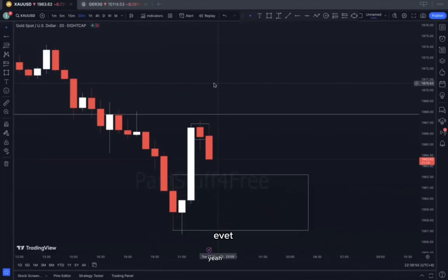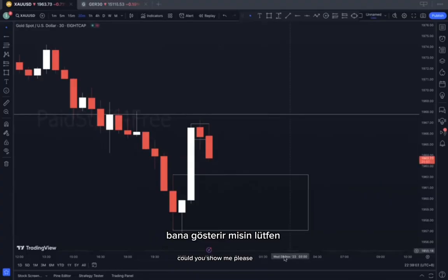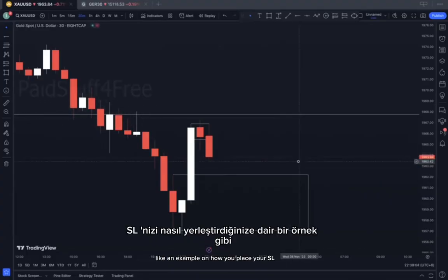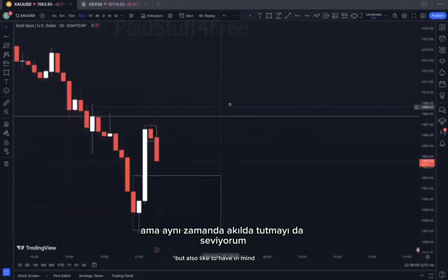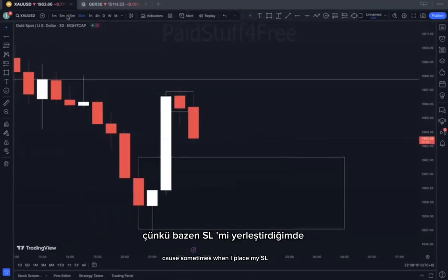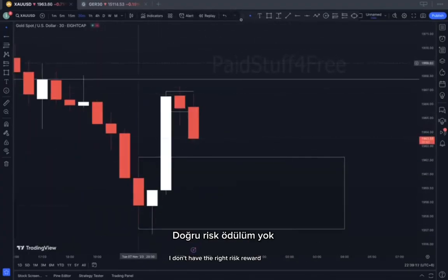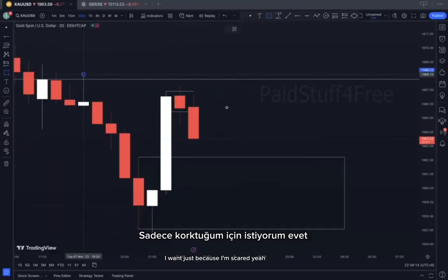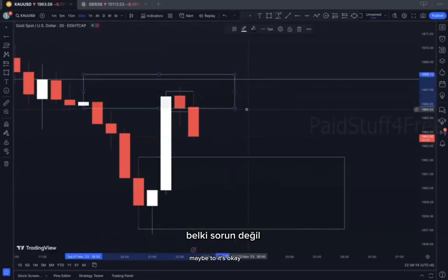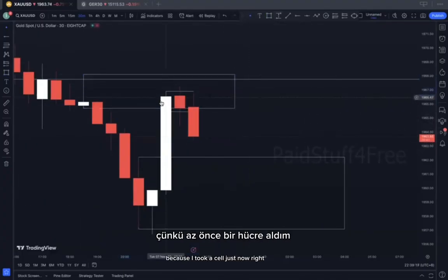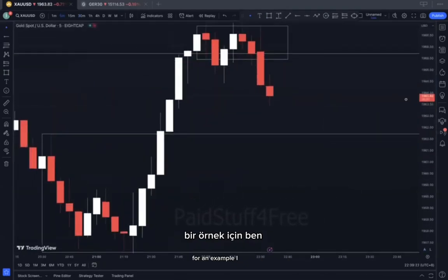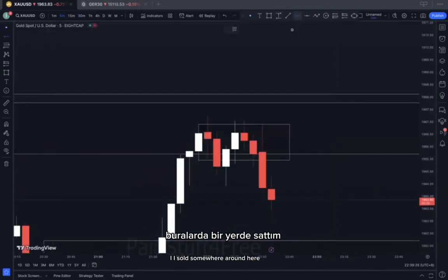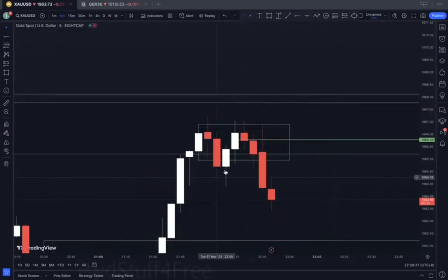Could you show me an example of how you place your SL? I know we have to be flexible, but I also like to have it in mind, because sometimes when I place my SL, I don't get the risk reward I want just because I'm scared. It's okay. This is the way I put it, because I took a sell just now. For example, I sold somewhere around here.